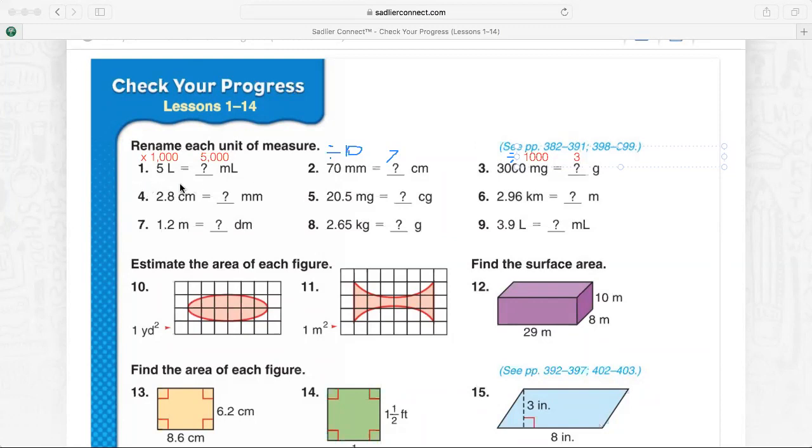Okay. Thank you, teacher. Let's answer number 4. From centimeter to millimeter. Centimeter is bigger than millimeter. So from bigger to smaller, we need to multiply. So when I multiply, let's go back to the purple section. From centimeter to millimeter, I will multiply by 10. So 2.8, if I multiply it by 10, the decimal point will go 1 digit to the right, so it will be 28.